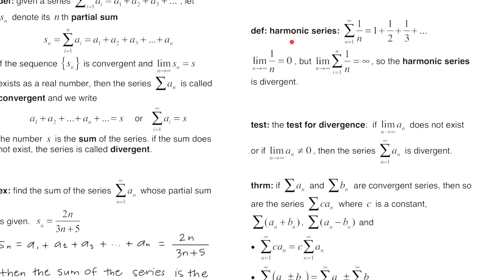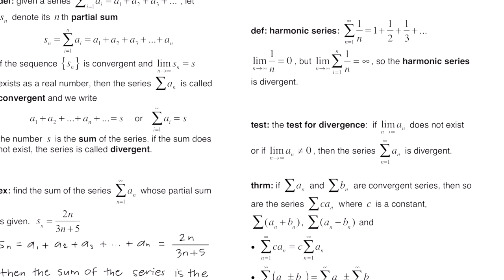Next, we have the definition of a harmonic series. So the form of the harmonic series is specifically 1 over n. So when you plug in 1 for n, you get 1. When you plug in 2, you get 1/2. When you plug in 3, 1/3. And then you're adding these up. So again, anything of this form is called a harmonic series.